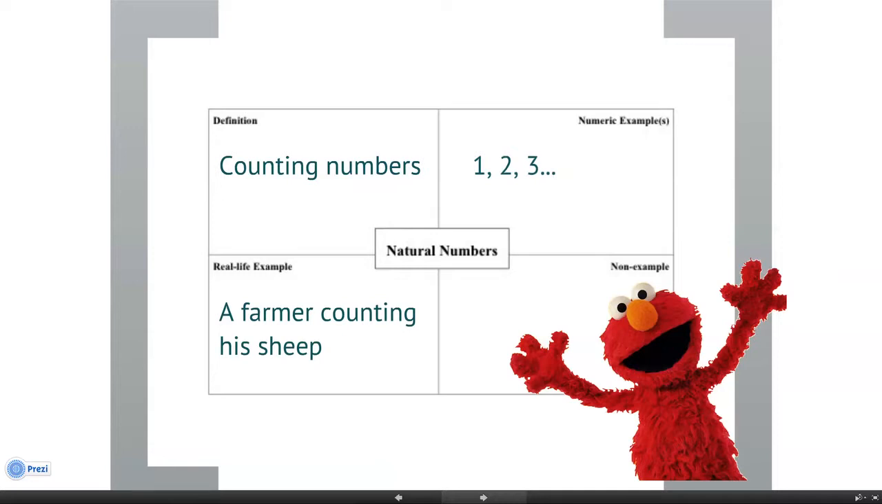So now we have to write a non-example. This is something that is not an example of a natural number. The text said that these are like the counting numbers that don't include 0. So that means 0 is not a natural number. I'm going to write 0 as my non-example. 0 is not a natural number. Okay, so that's all our information about natural numbers.